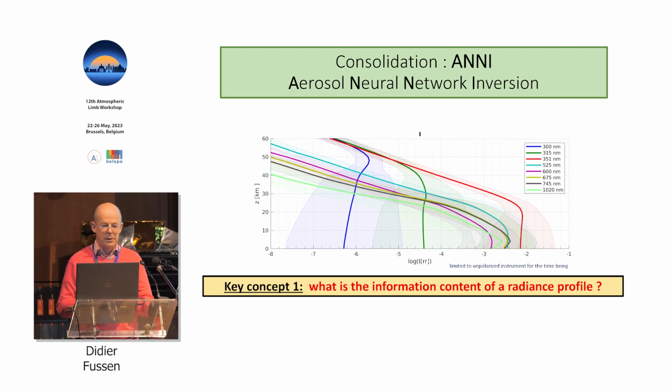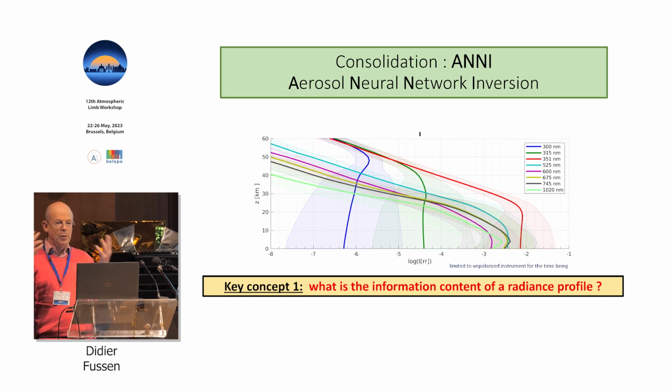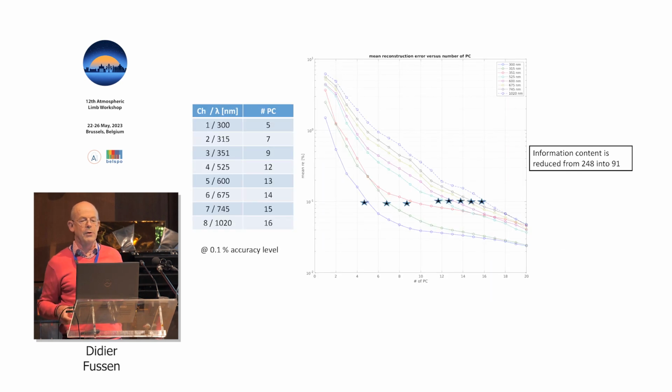And there are three key concepts. The first is to think about what is the information content of the observation profile. The signal is a radiance profile. How many degrees of freedom does it contain? And you can do that in the usual way. You have a big ensemble, you have a covariance matrix, you can produce a PCA analysis, and you can reanalyze the radiance profile according to that.